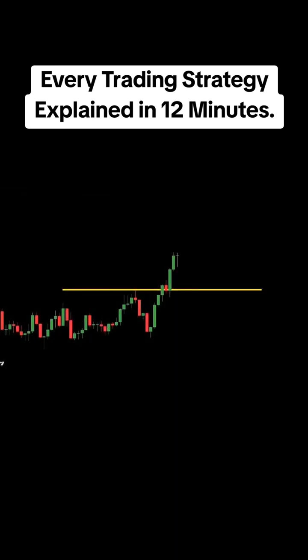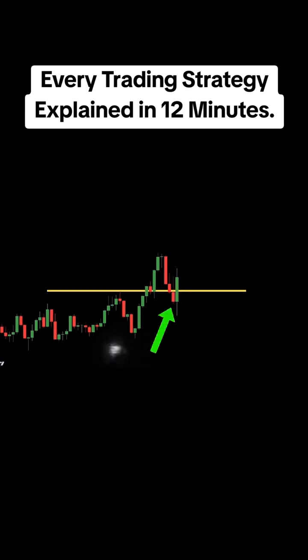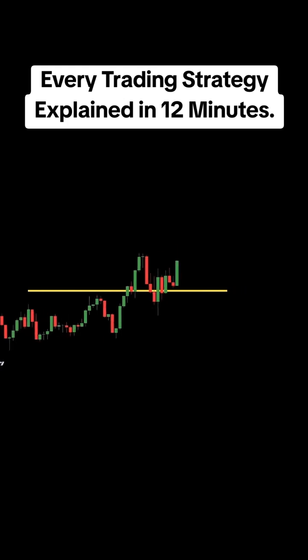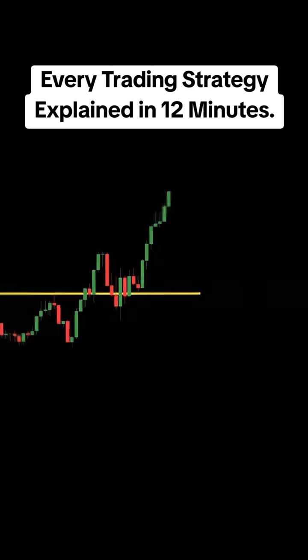In an uptrend, watch for pullbacks to support levels. Once the price reaches a support level, look for bullish confirmation signals, such as a pin bar or an engulfing candle. After confirmation, enter a buy trade and target the next resistance level as your profit zone.